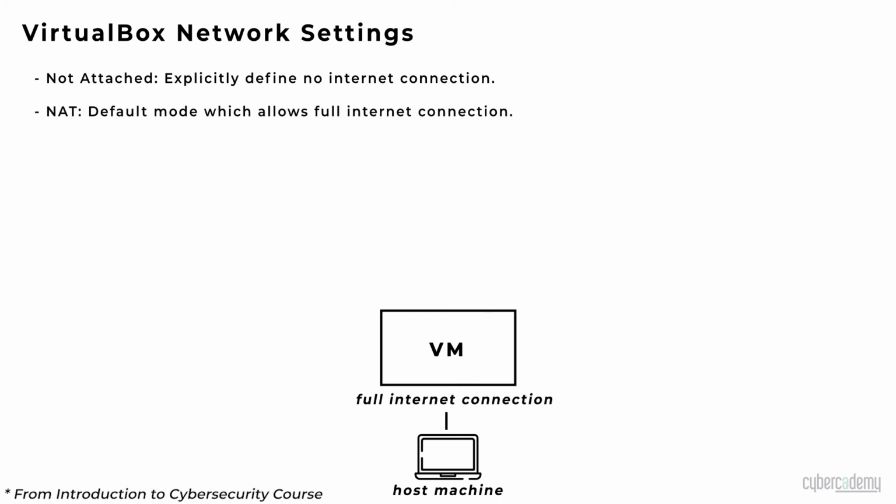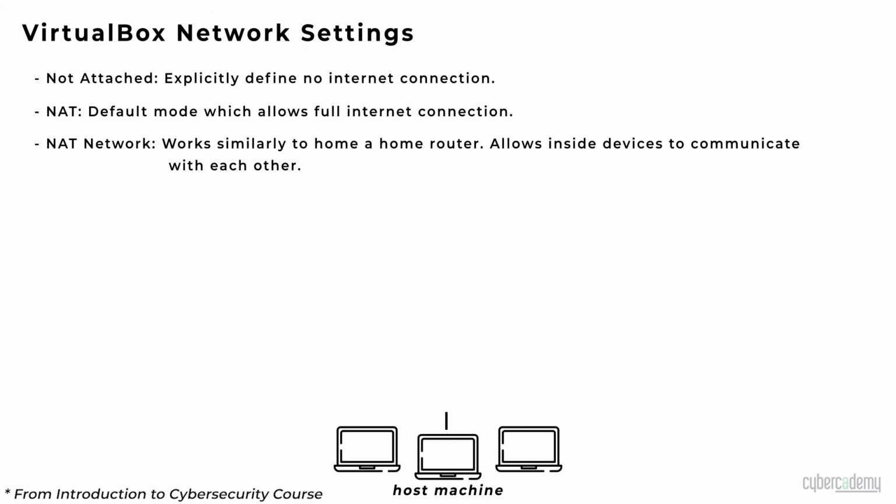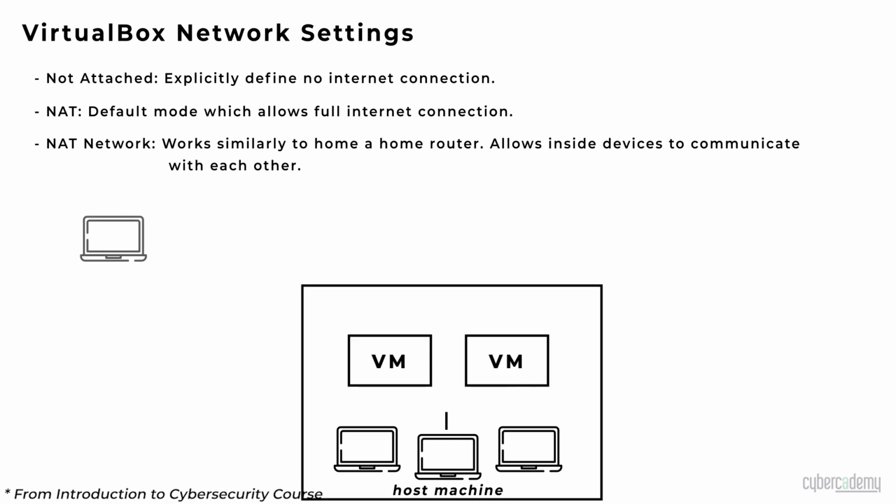The next is NAT. This is the default mode, which allows you to browse the web with full internet connection. This is primarily used for regular user workstations, so you can browse websites and check emails. This is the default one. Next is NAT network. This works similarly to a home router with NAT configured. This groups systems together in the network and prevents systems from outside the network from directly accessing systems inside it. But the systems inside the network can communicate with each other and with systems outside the network.